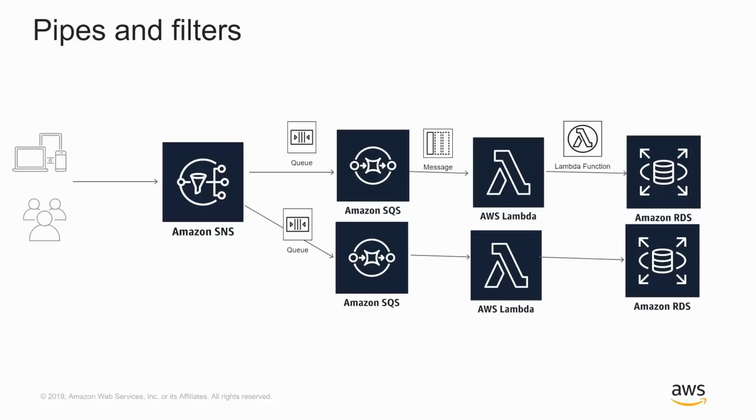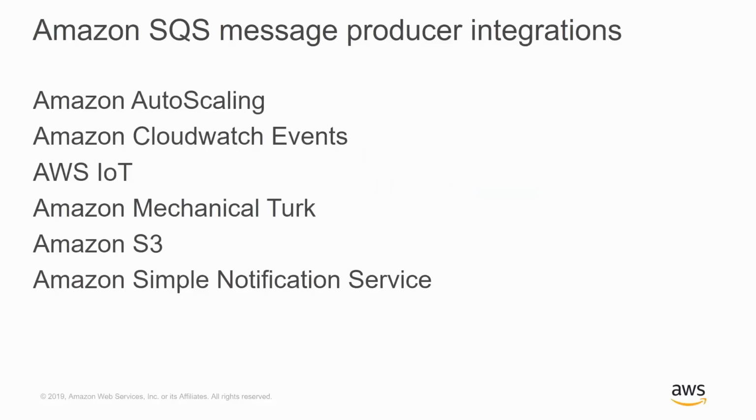And SQS comes with a rich set of integrations of systems that are able to send messages to an SQS queue. It's actually more than this short list, because there are a lot more services that integrate with Amazon Simple Notification Service, and connecting an SQS queue to an SNS topic is one of the easiest and most common things to do. So these are the producer integration systems in AWS that can automatically send messages to an SQS queue.